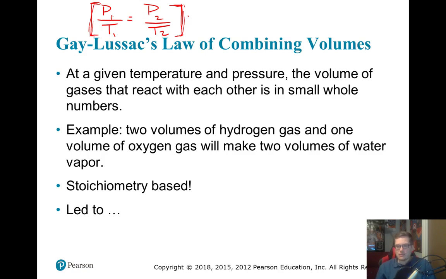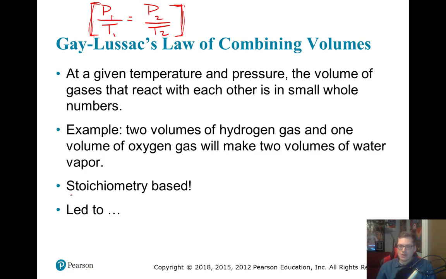It says at a given temperature and pressure, the volumes of gas that react with each other are in small whole numbers. So this is the important part: when we're taking our gases and reacting them together, they always react in smallest whole numbers. For example, if you react 2 volumes of hydrogen gas and 1 volume of oxygen gas, they will make 2 volumes of water vapor. Always in these small whole number ratios.